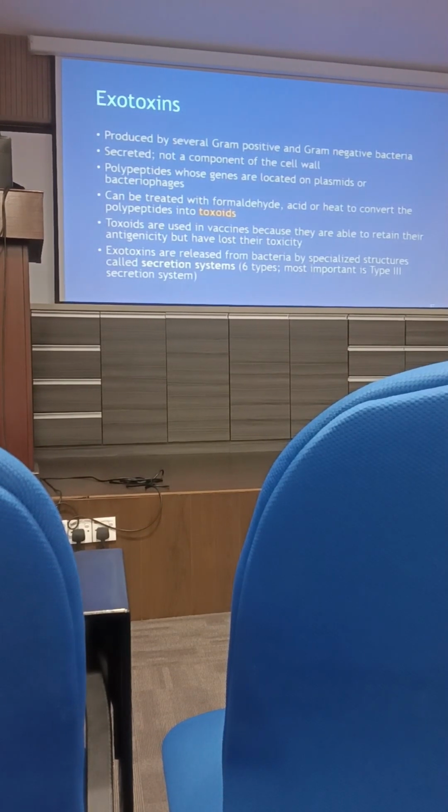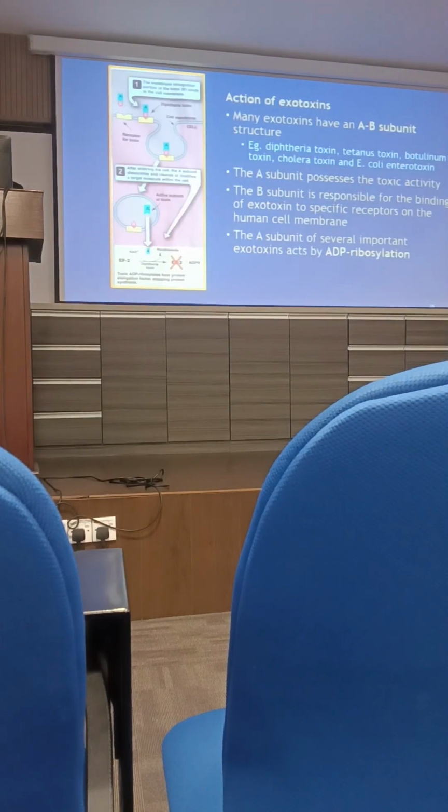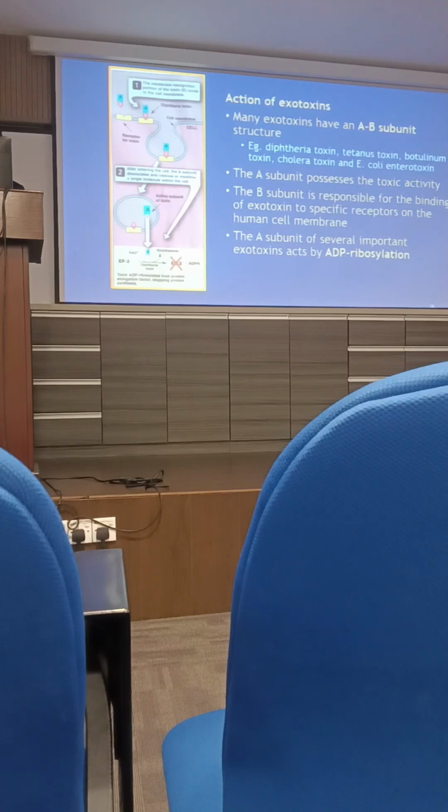And how do bacteria release them? Through a secretion system. The most important is type 3. They have a structure called the injectosome. They can inject this exotoxin directly into the host cell, so as to protect itself from the immune-related cytokines and so on in the extracellular area. So that's how they inject it in.